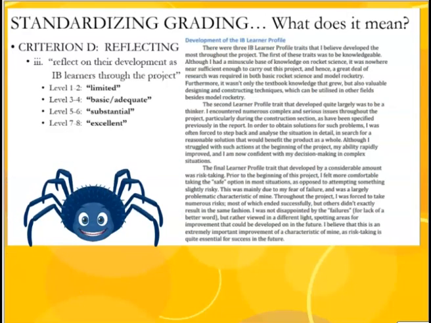Last, we have the third strand of Criterion D, which asks students to reflect on their development as an IB learner. Students must use IB-specific language in this section. Examples include characteristics from the IB learner profile and/or ATL skills.